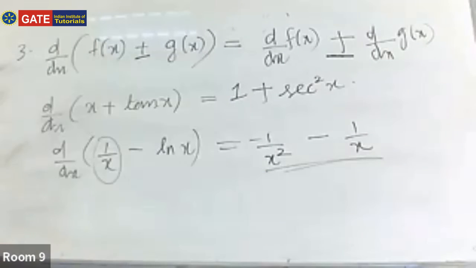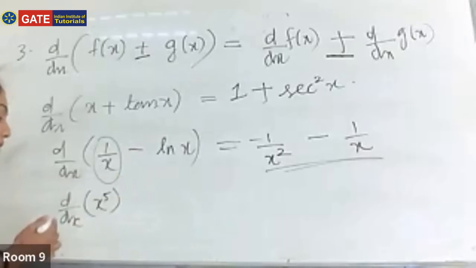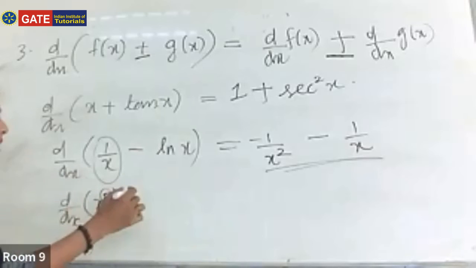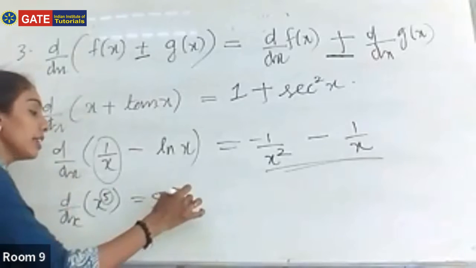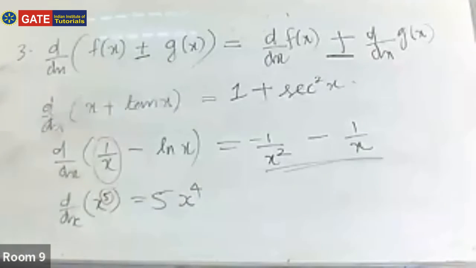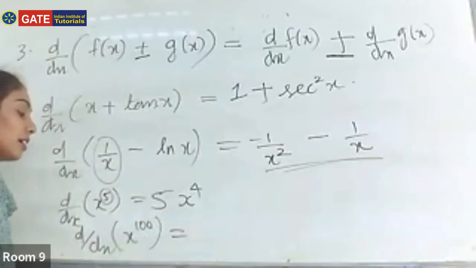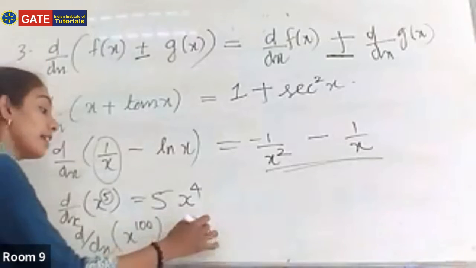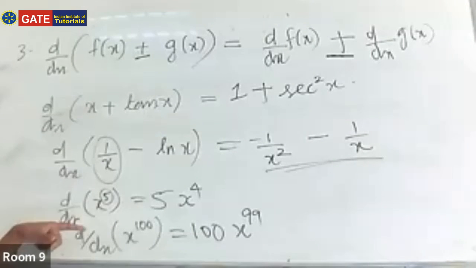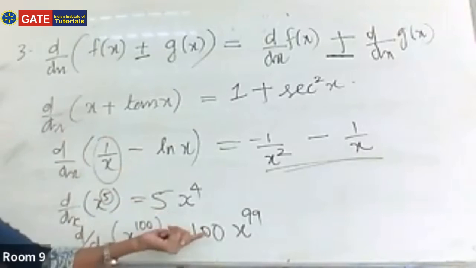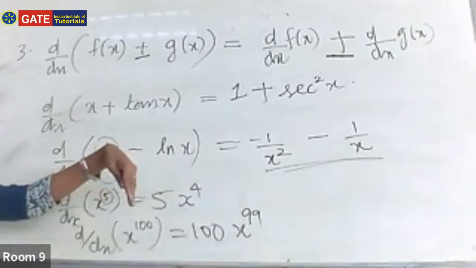So easily, how can we write the derivative of x to the power something? Suppose you have x to the power 5. This power will be here as a constant, then you have to write 1 power less. So 5x to the power 4. If I ask you what is the derivative of x to the power 100, what will be the answer? 100 x to the power 99. So you understood the pattern: if you have x to the power something, you write that value as a constant, then x to the power you take 1 power less.